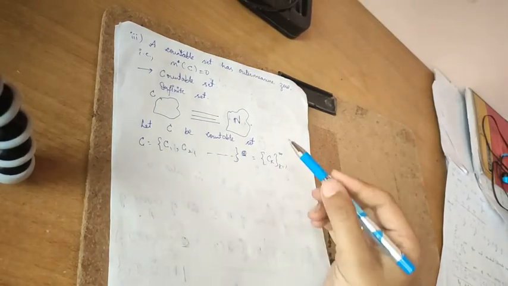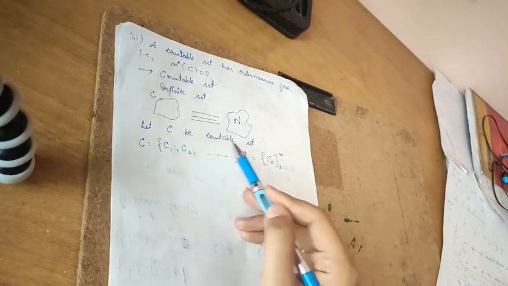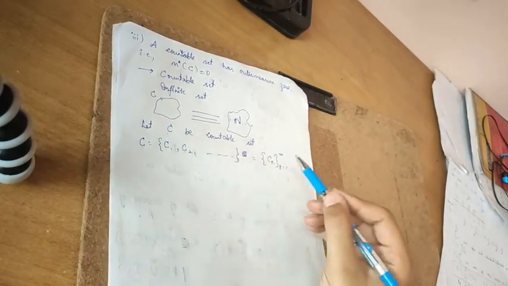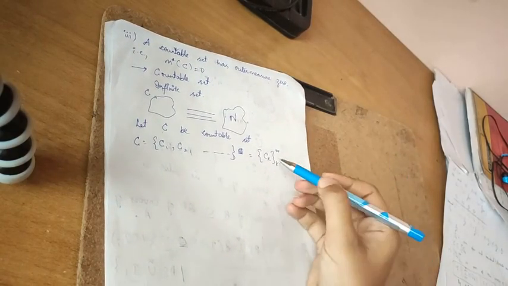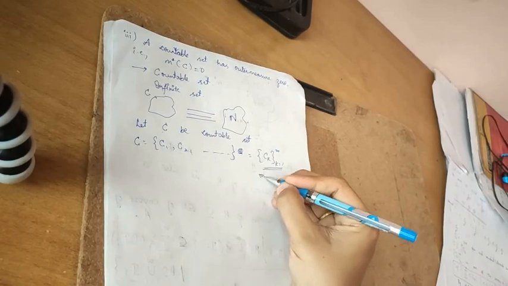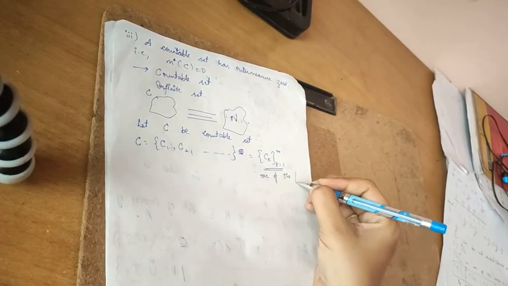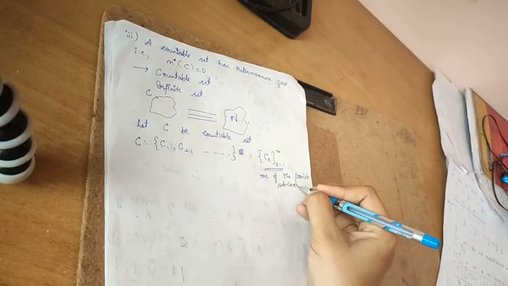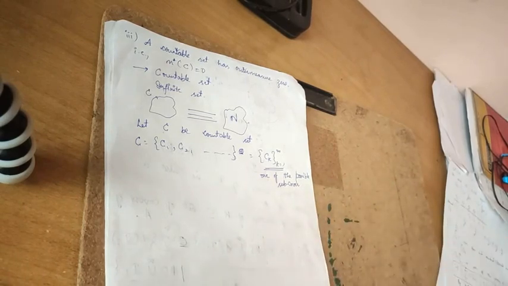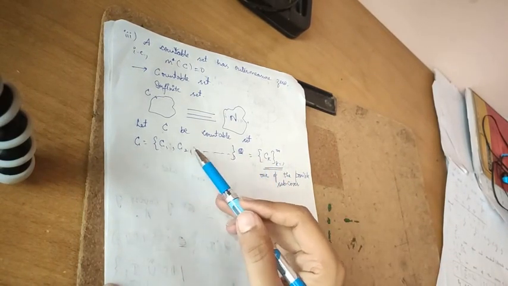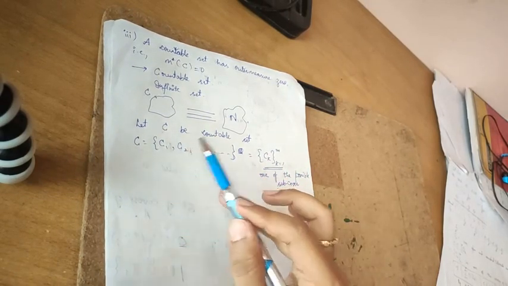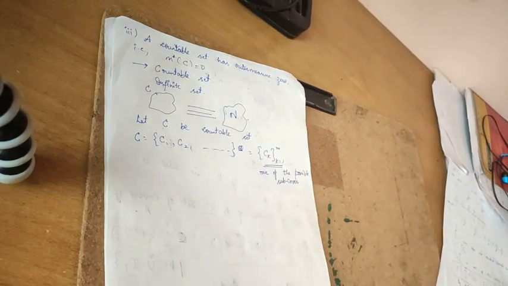So now let us prove this property. Let C be the countable set. So C is equal to C1, C2, and so on. I can write this set as Ck, k is equal to 1 to infinity. This is one of the possible subcovers for C. So we need to find all possible subcovers of C, which is not possible. Till infinity we have to find, which is not possible.